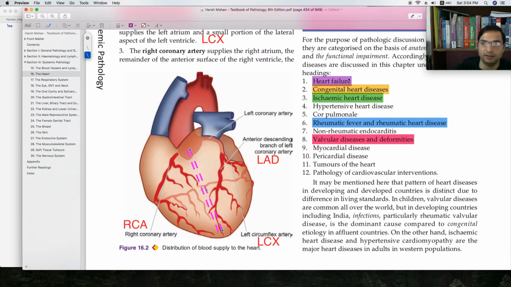I don't know why they have given heart failure at the top, right? So we will start with the ischemic heart diseases, right? So mostly tomorrow we will start with the ischemic heart diseases. Okay then.